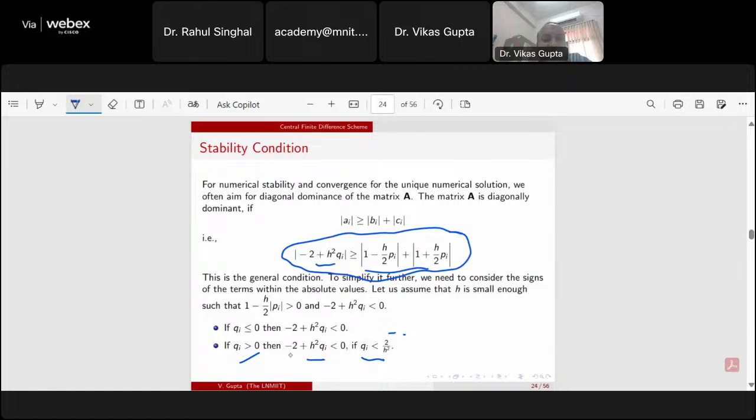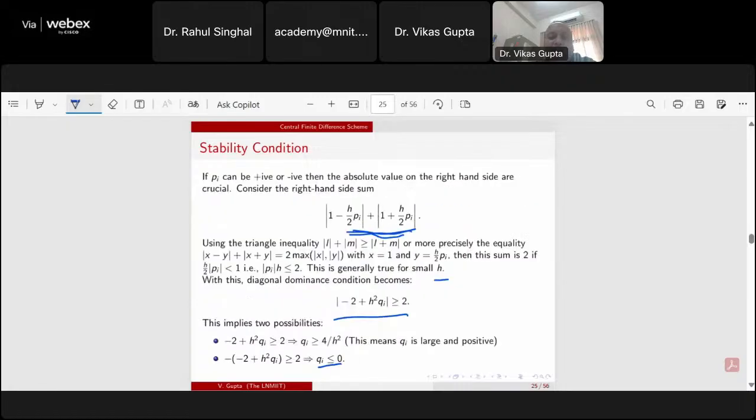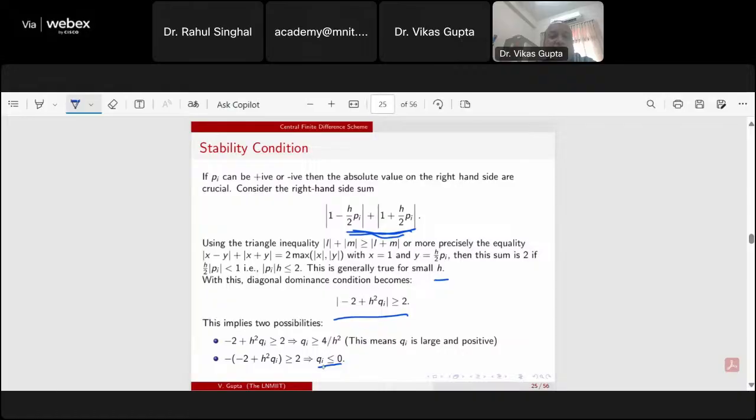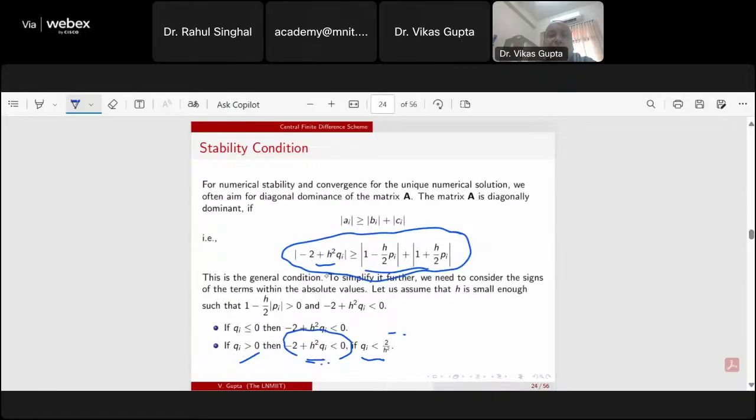In the previous slide we discussed that minus 2 plus h square qi is less than 0 if qi is less than 2 upon h square. This is the condition alone for this term, minus 2 plus h square qi less than 0. But while we accumulate this condition with the diagonal dominance condition, a common condition comes out, which is qi less than or equal to 0. So qi less than 2 upon h square comes only from this one, and this qi less than or equal to 0 comes from accumulating this condition with the diagonal dominance condition.